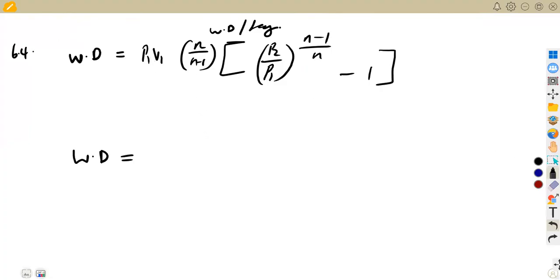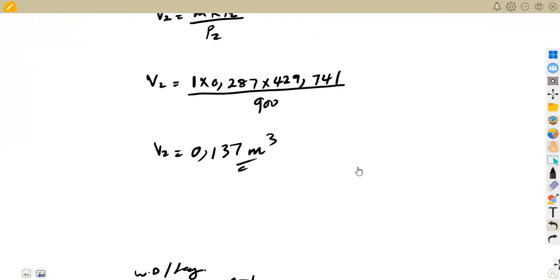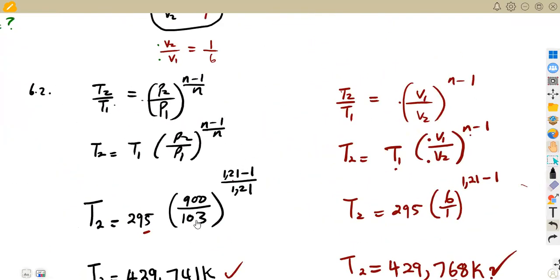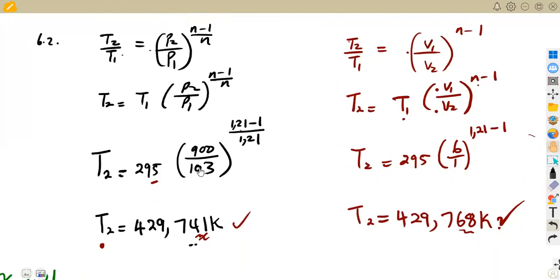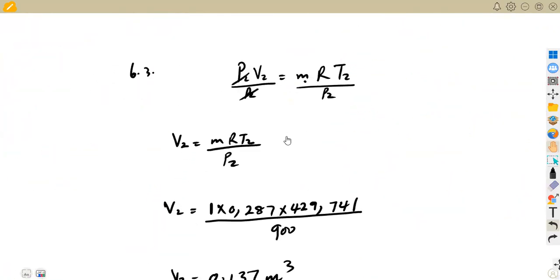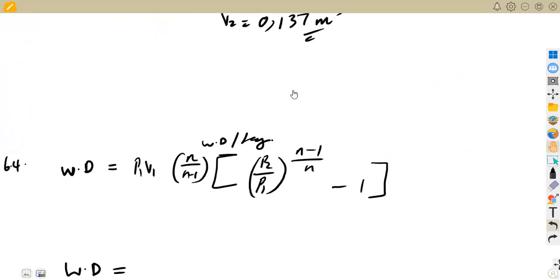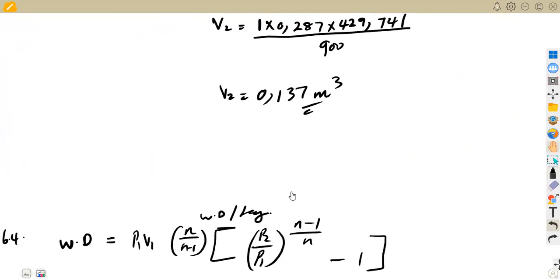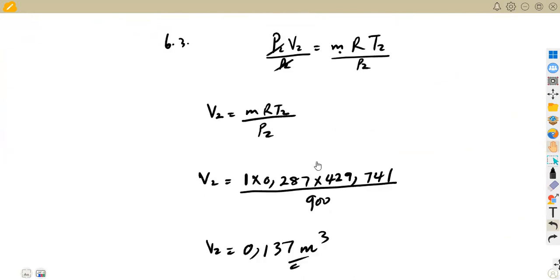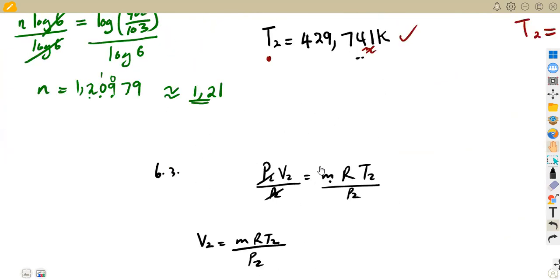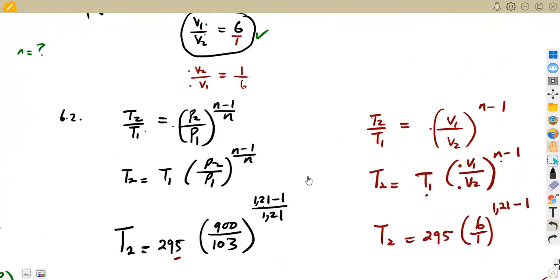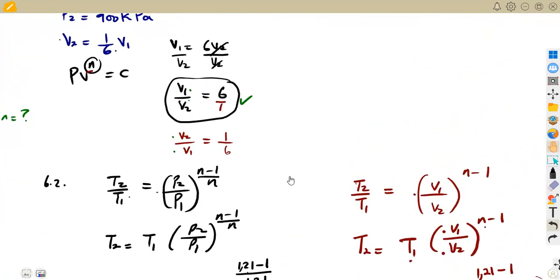Taking the initial pressure, which was 103, if not mistaken, that was our initial pressure. Remember P1, when we talked about P1 here, 103. So we are going to have 103 times V1, which is the volume at the inlet. We never calculated V1, so it means we are supposed to calculate V1.